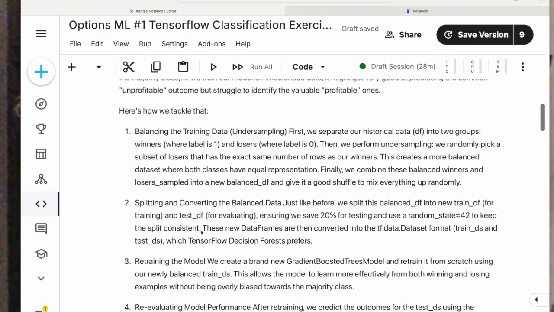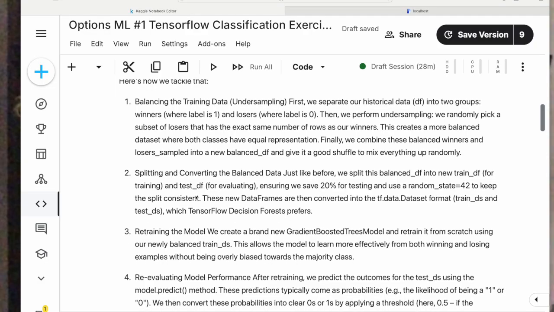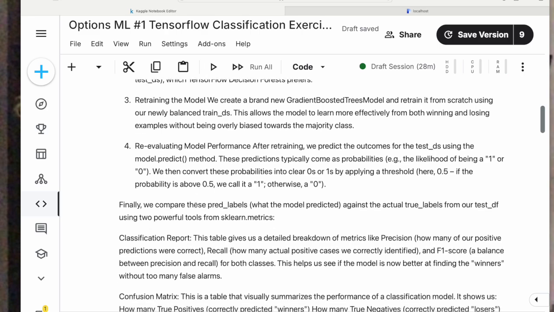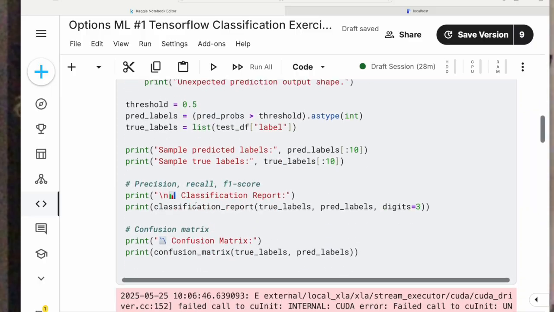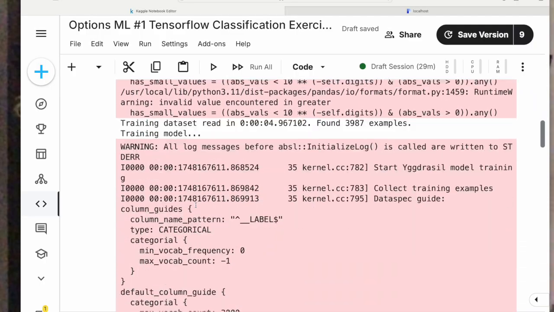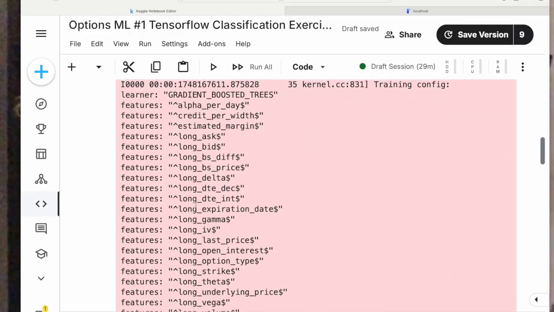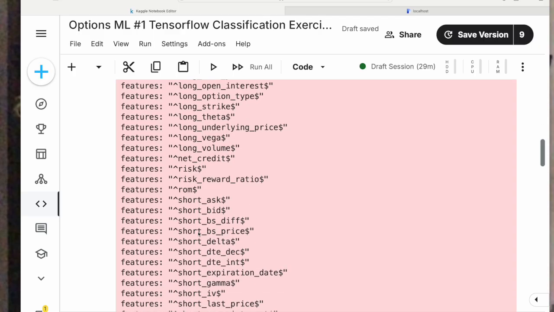And we had to massage the data set, as you often do in machine learning. Cell 5, we do a lot of things in here. We balance the data, because when you have too many samples of one type, the machine is not going to pick up the signal from the other side. So it's not going to be able to find any winners. And this commentary is the subject of our discussion. So here are all the features. The credit per width, the alpha per days, long ask, long bids, the long gamma. You have the long side of the trade and the short side of the trade.